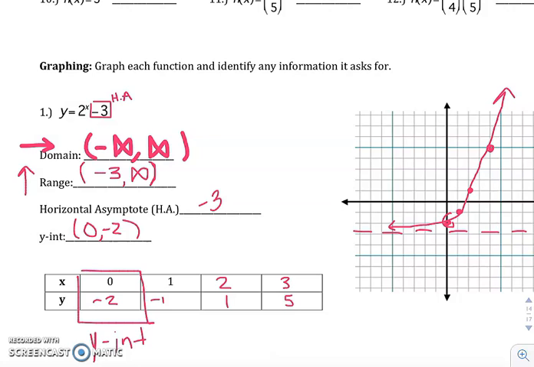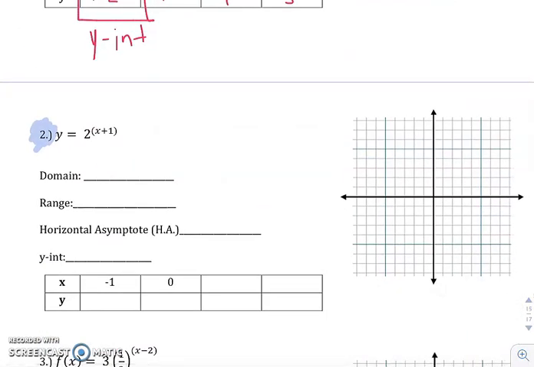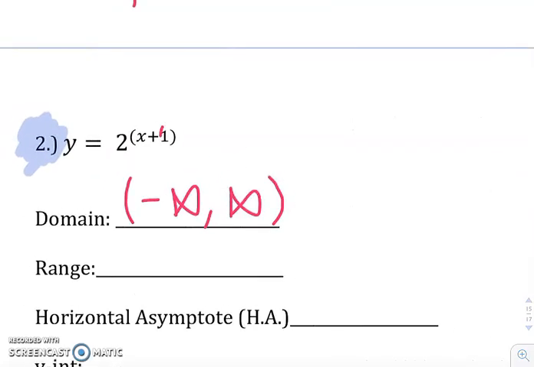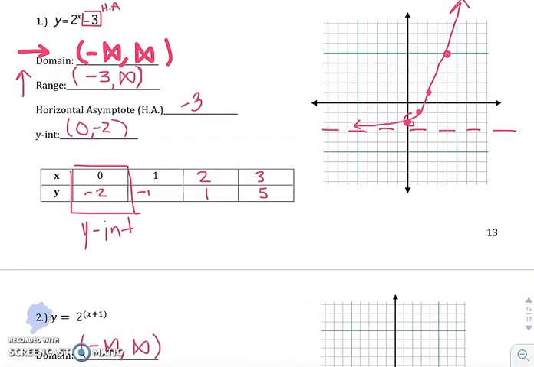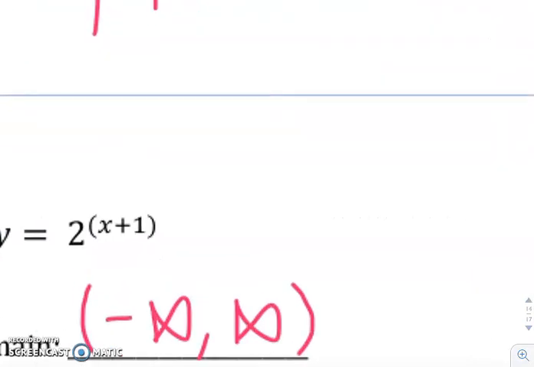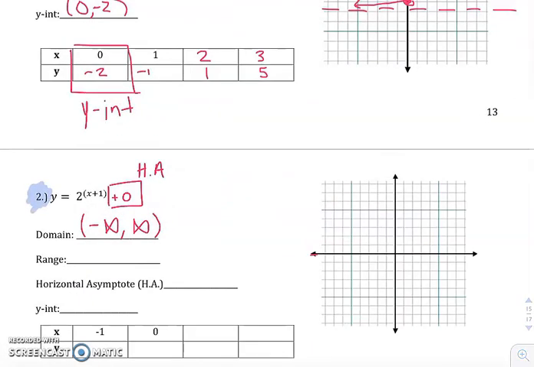So let's see if we can do one the whole way through, maybe a little quicker, to get a hang of it. Let's go down and look at number 2. The domain doesn't even matter what your function is, it's going to be negative to positive infinity. What's the horizontal asymptote? Well, this is the number at the end of your equation, like the -3 in the first problem. If there is no number at the end, then it's just 0. So that will be your horizontal asymptote. You can graph that in there if you want, as a visual.